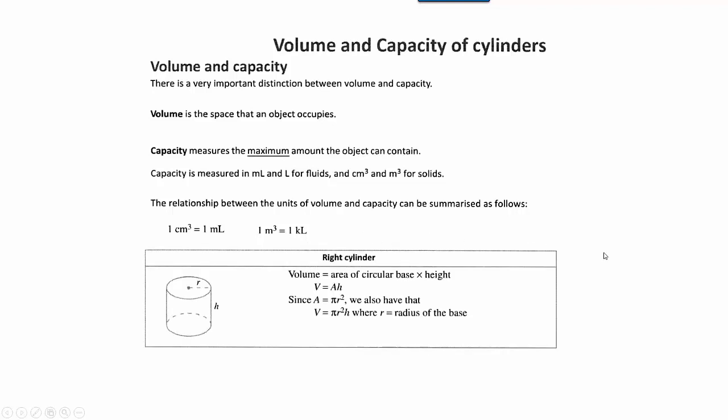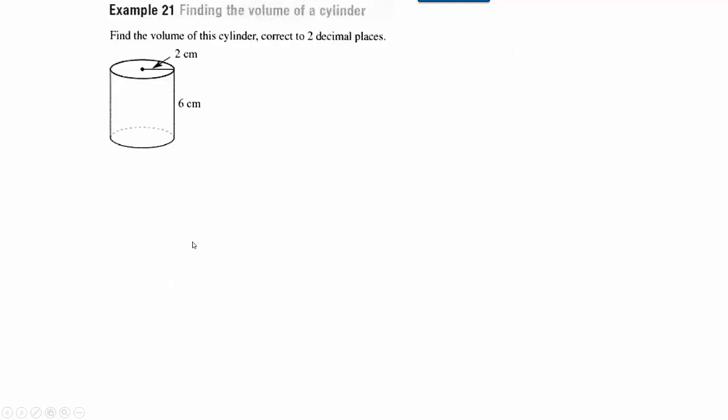Now, when we're calculating the volume of cylinders, remember that we've done before that the volume of any shape is the area of its cross-section times its height. So for a cylinder, the cross-section's a circle, so we've got pi r squared. We put the pi r squared into the formula and then multiply it by the h, so we've got pi r squared h for our cylinder volume. So, some examples.